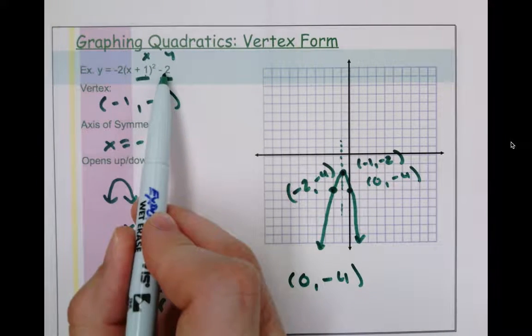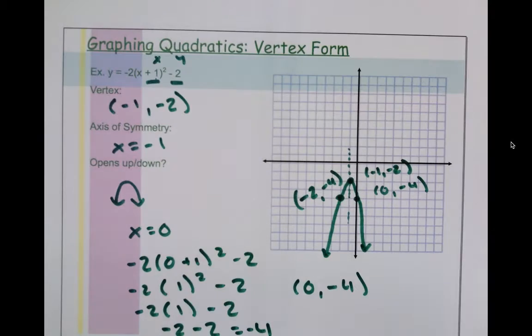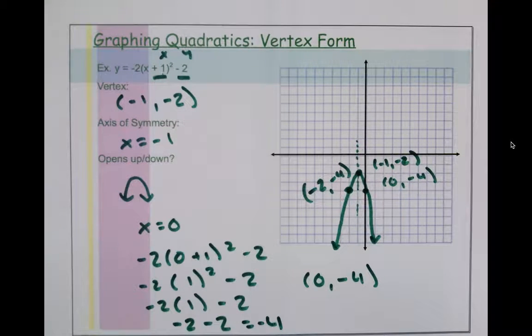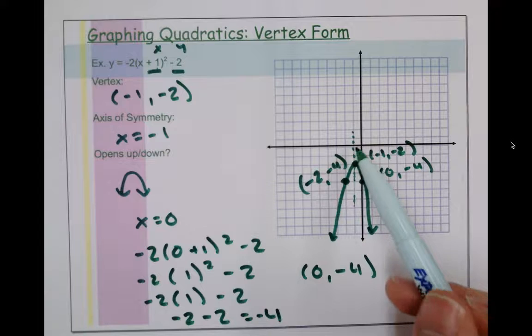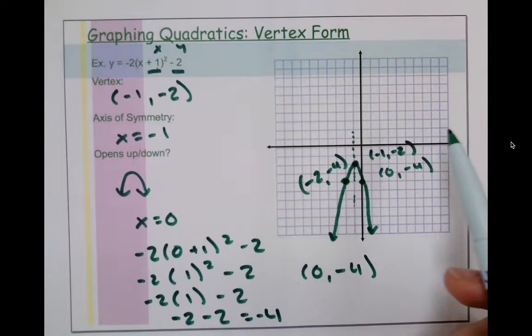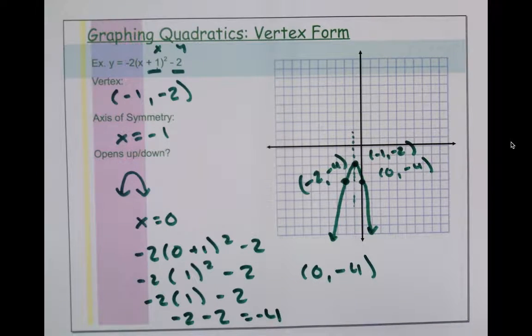Again, identify the vertex. Here's your x-coordinate, here's your y-coordinate. Is it opening up or down? Remember, our x-coordinate switches between positive and negative. The sign flips. Then once I have that, I pick one other point on one of the sides of the axis of symmetry, use that to find a point on the other side, and I'm able to go through and draw my parabola.